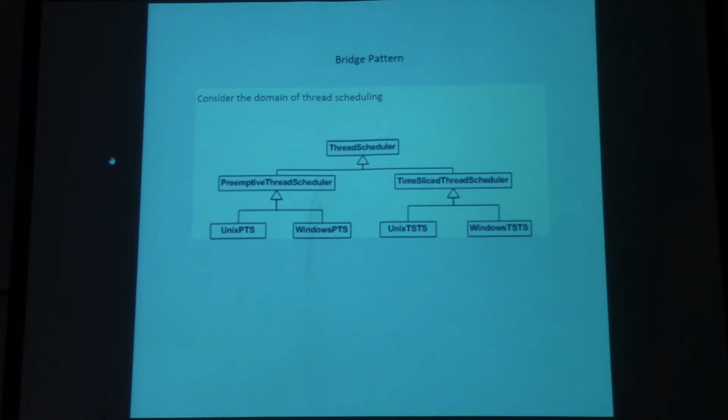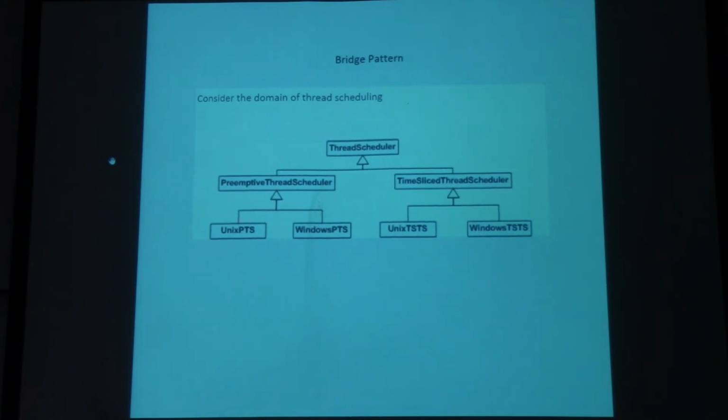So let's say we have a thread scheduler class, and then we subclass it as a preemptive scheduler and a time slice scheduler. But what we have to do is look at 2 different operating systems. Let's say we're looking at Unix. So we have a Unix preemptive thread scheduler, and then we have a Windows preemptive thread scheduler.